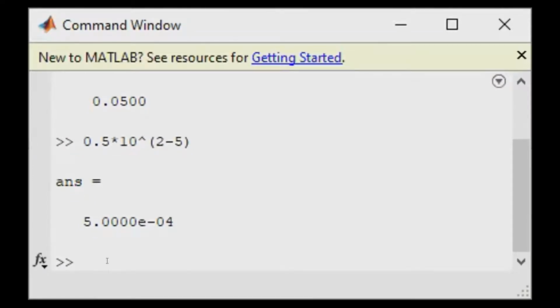So 0.707103 minus 0.70742 over 0.707103. So we multiply it by 100.